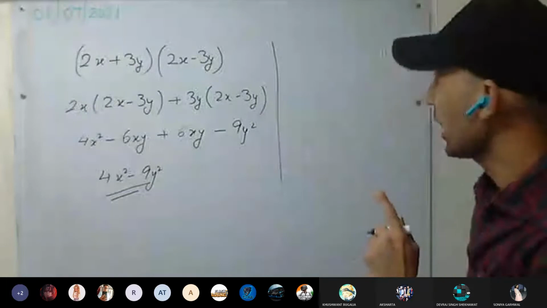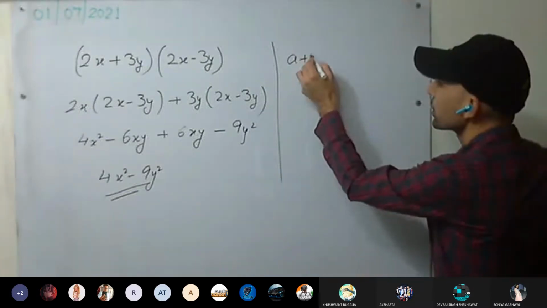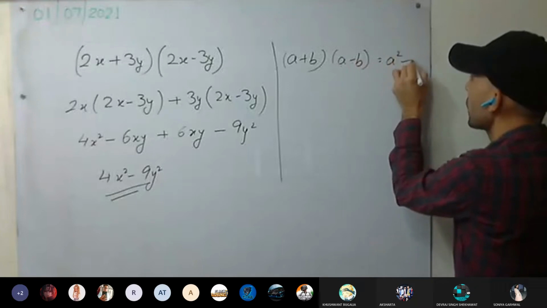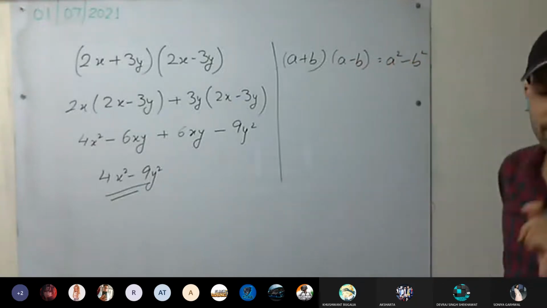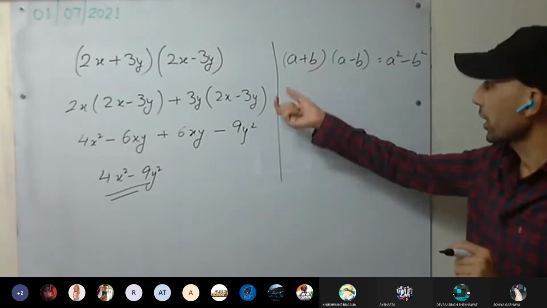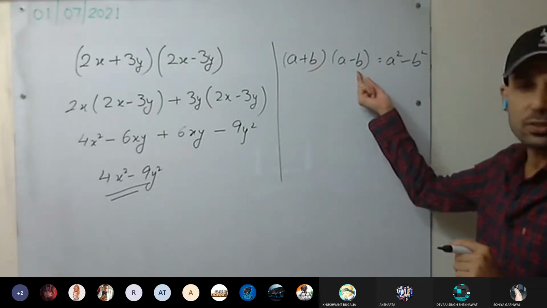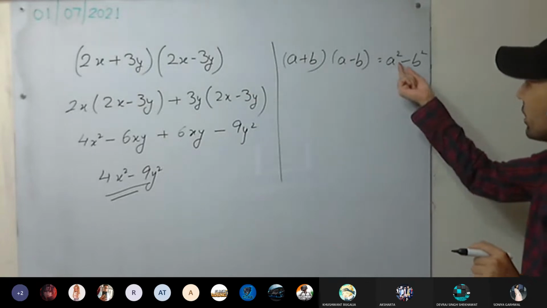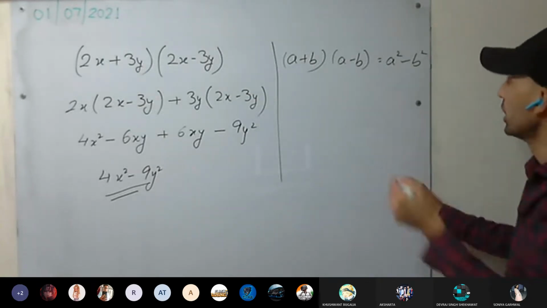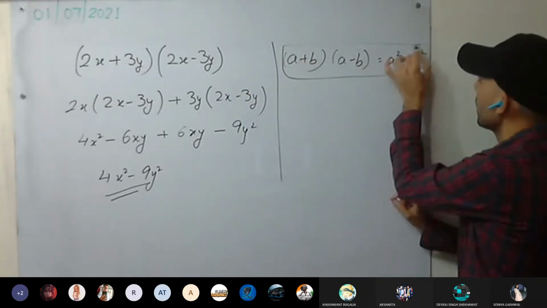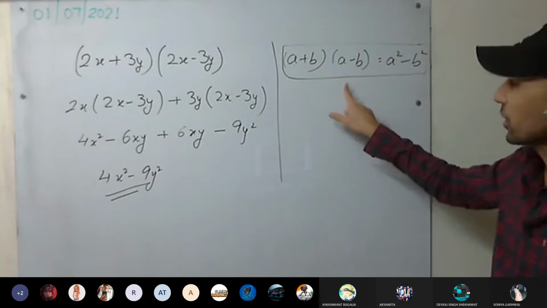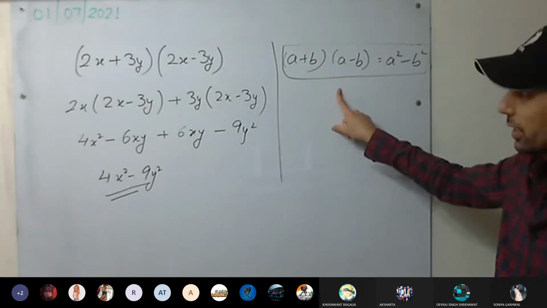Next year you will learn one identity: a plus b into a minus b. It is how much? a square minus b square. You will learn next year that the product of the sum and the difference of two variables is the difference of their squares. This is the most liked equation, and you will be using it a lot next year.